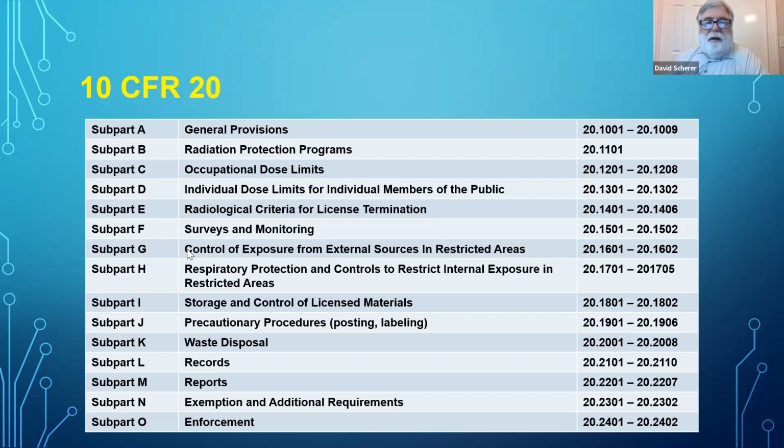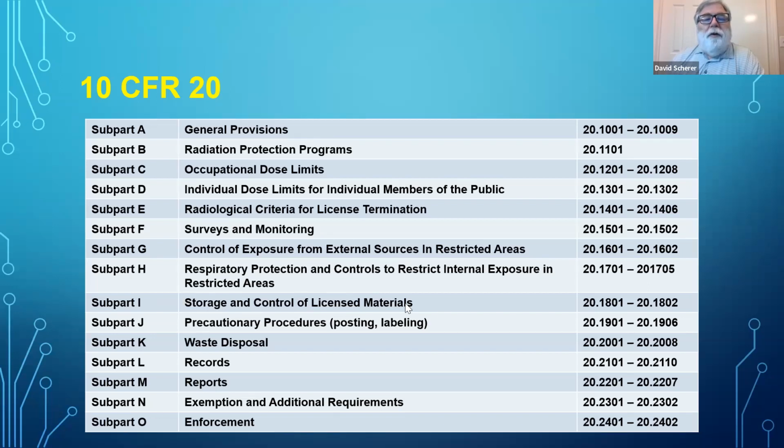Subpart G is for controlling areas where there are high levels of radiation. There's a designation called a restricted area when exposures are above a certain level. There's a high radiation area, and there's an extremely high radiation area, grave danger, when they're very high. So those are all part of Part 20. Respiratory protection, we're going to talk about that in a minute as part of this.